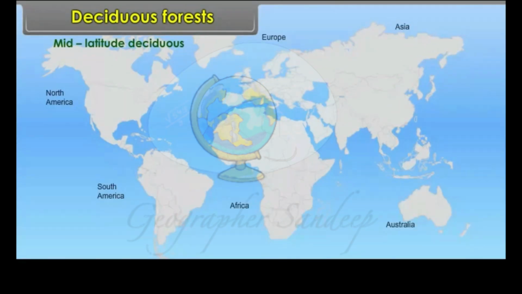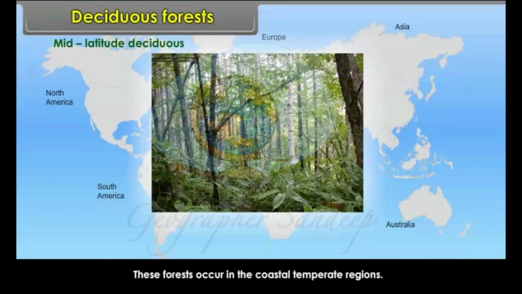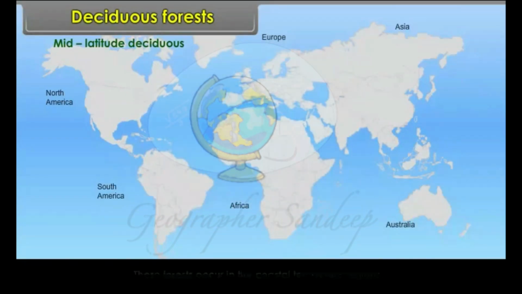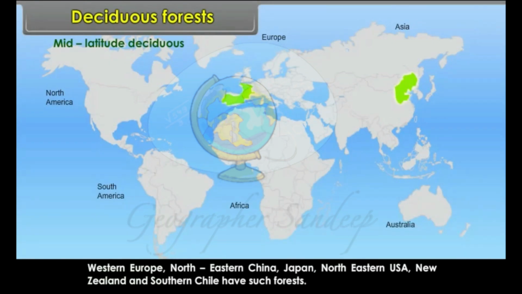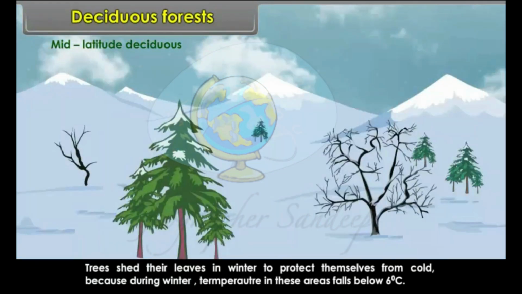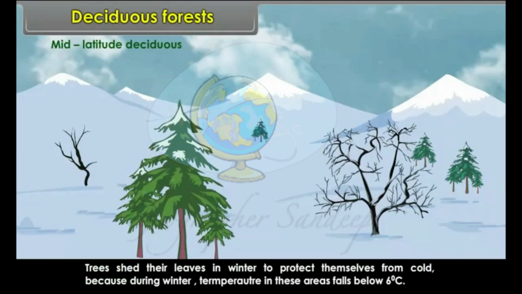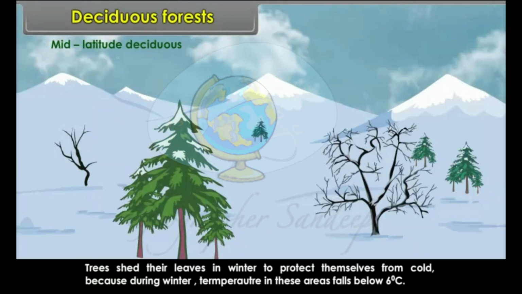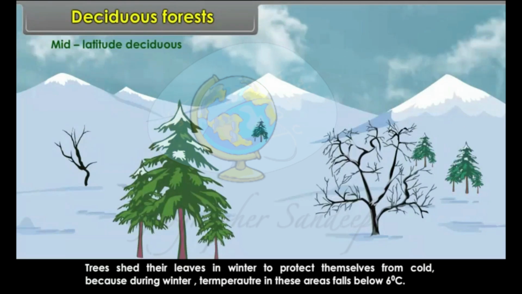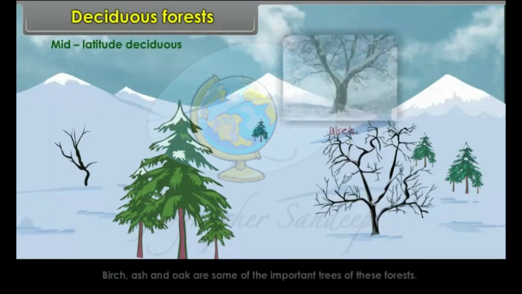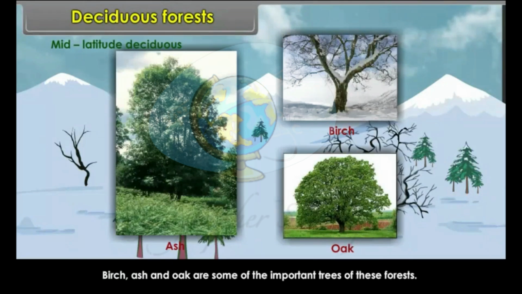Mid-latitude deciduous. These forests occur in the coastal temperate regions. Western Europe, northeastern China, Japan, northeastern USA, New Zealand and southern Chile have such forests. Trees shed their leaves in winter to protect themselves from cold because during winter temperature in these areas falls below 6 degrees Celsius. Birch, ash and oak are some of the important trees of these forests.